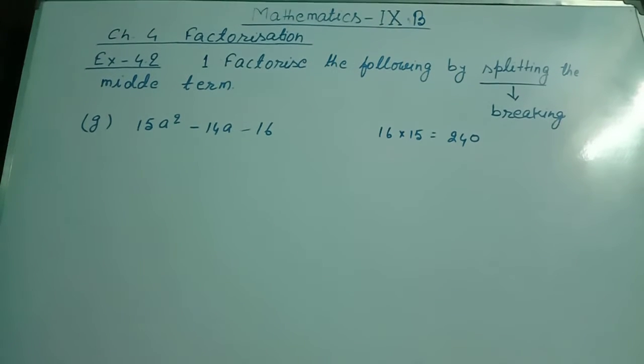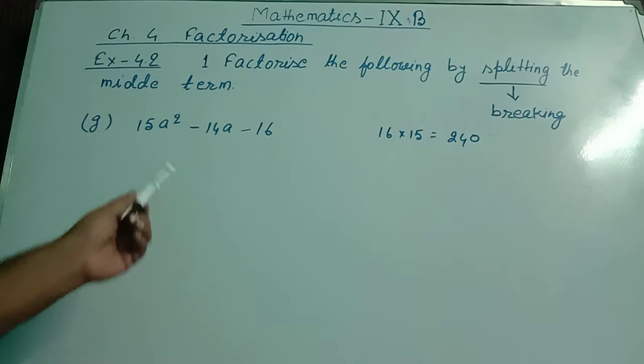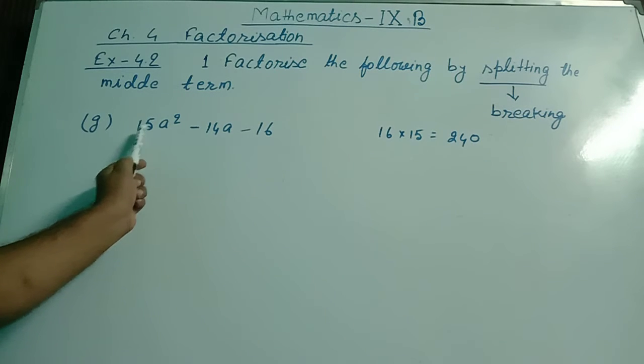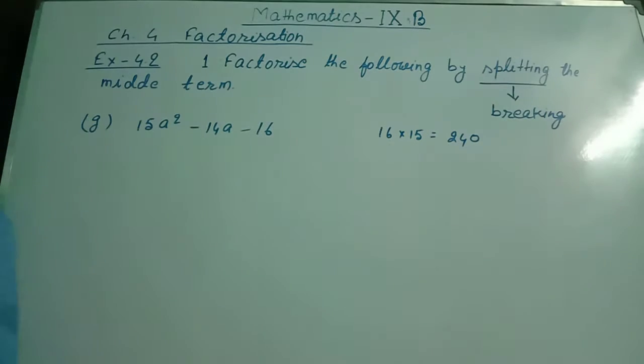In question number G, the equation is 15a square minus 14a minus 16. Here one new thing we are getting, we are given the coefficient of a square. The coefficient of a square is 15. In this question, at first we will multiply 15 and 16, means the coefficient of a square and this constant term. I multiplied here, I got 240.